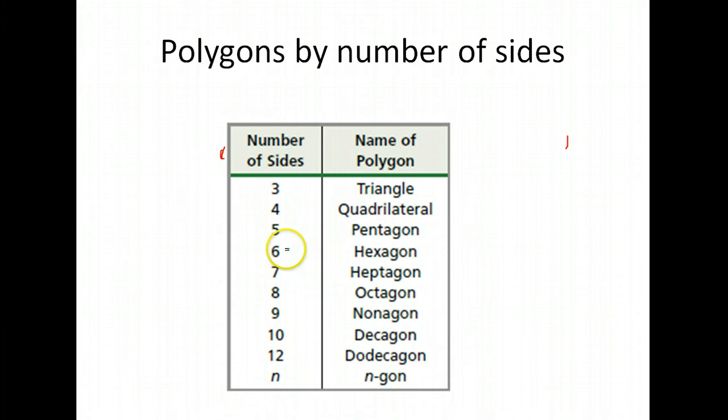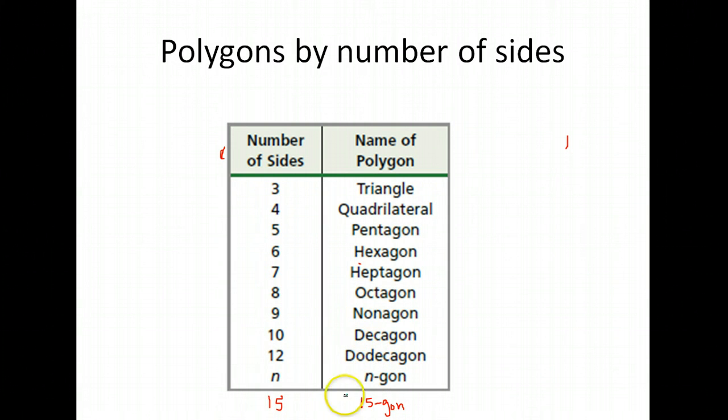Five-sided is pentagon, six is a hexagon, seven is a heptagon. Depending on what book and who you talk to, there are other names for a seven-sided figure, but the one they're using in this text is a heptagon. 8 is an octagon, 9 sides is a nonagon. 10 is a decagon, 12 is a dodecagon, and then like I said, anything other than that, we just call it that number gon. So let's say we had a 15-sided figure, it would be called a 15 gon. If we had a 1,000-sided figure, it would be called a 1,000 gon.